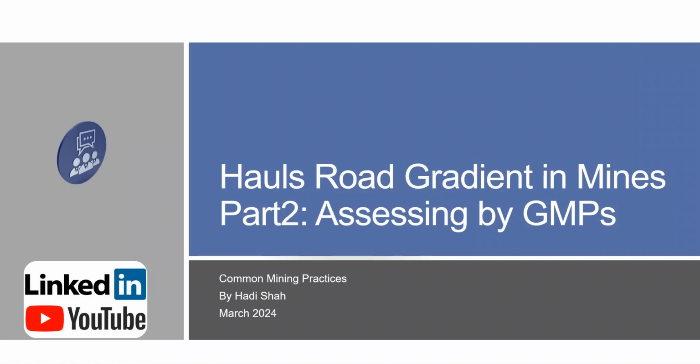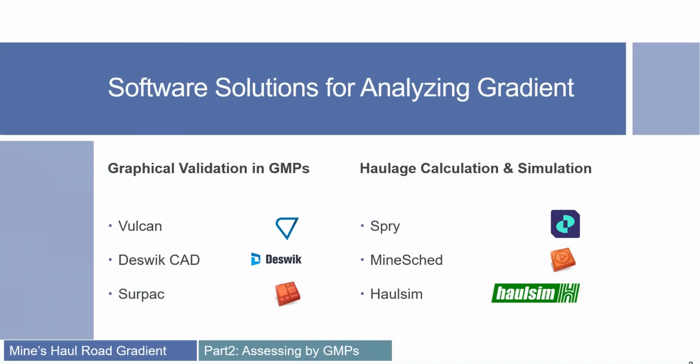In this video, part 2, I'm going to show the functionality of 3 of the most common GMPs in the industry in measuring and analyzing ramp gradients. The GMPs I'm going to take some examples into, and evaluate the ramping system on the basis of its ramp gradients, are Vulcan, Deswik, and Surpac.